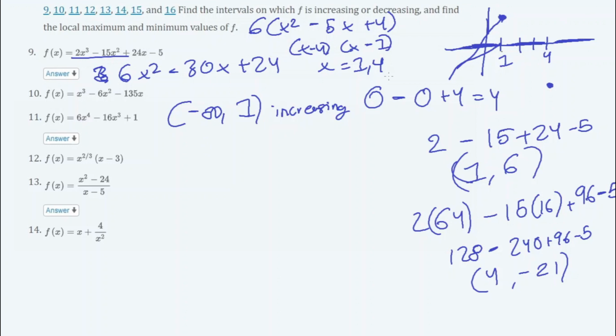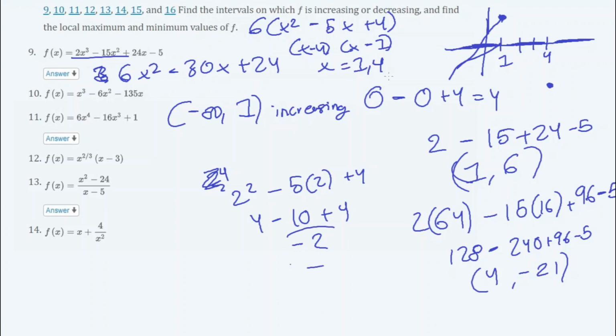So let's plug a number from the interval of 1 to 4 into the derivative and figure out if it's positive or negative. So let's plug 2 into the derivative equation. It's going to be 2 squared minus 5 times 2 plus 4. So we're going to have 4 minus 10 plus 4. We're going to have negative 2, and that's a negative number, which means that in the interval of 1 to 4, it's decreasing. So we could draw that.